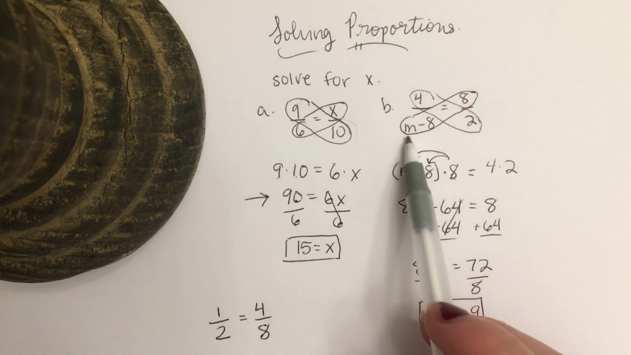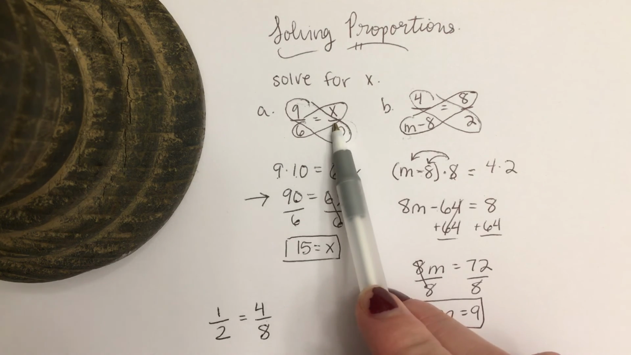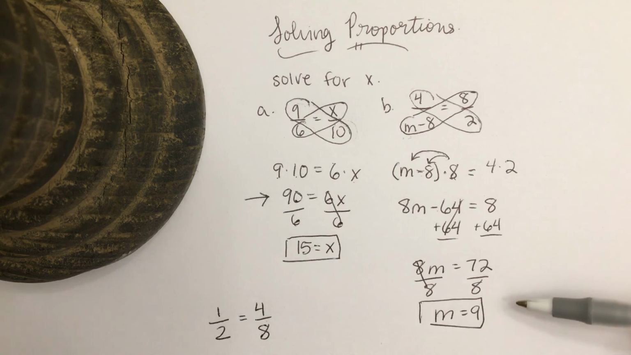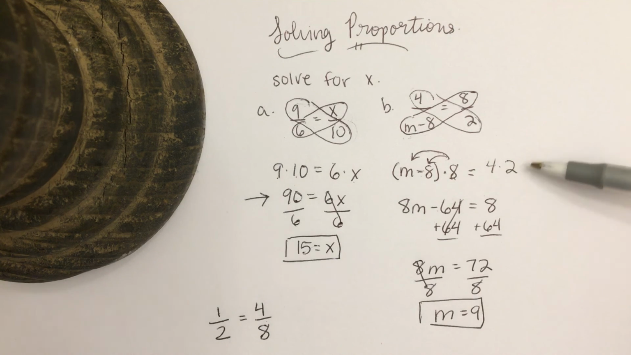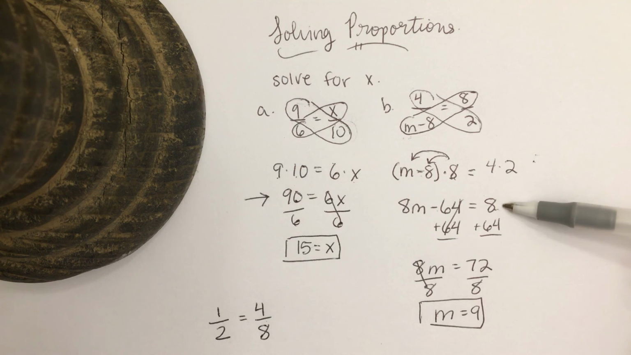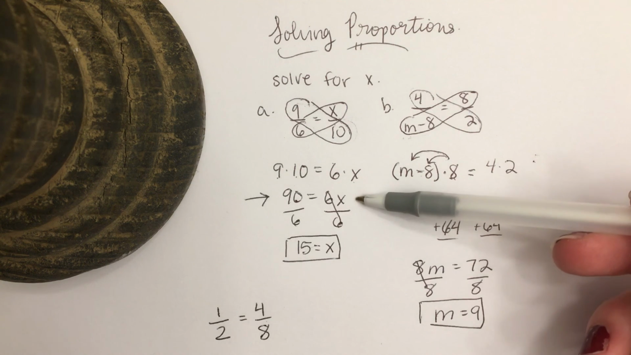So when we have that kind of expression here, instead of just the variable like we had in a, it does require kind of a second step. So once we've cross multiplied, we do have to distribute. Please don't forget to do that. And then it turns it into a two-step equation instead of a one-step equation.